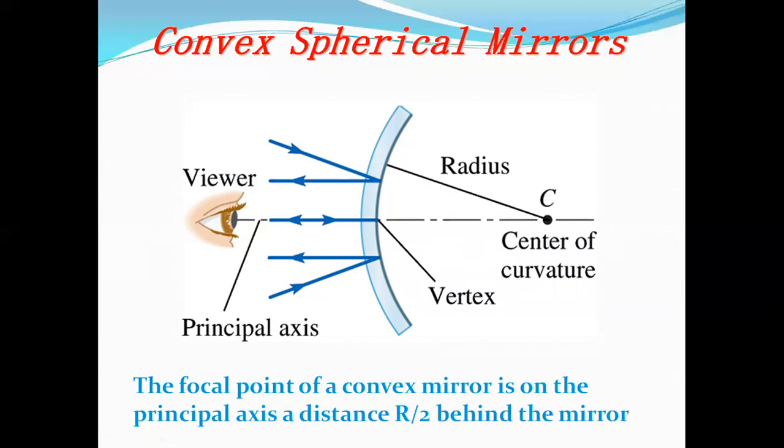And from these pictures, I show you this is the principal axis, and when we see any kind of object, these objects are viewed like this. And we also know that the focal point is equal to R by 2, that is, half of the radius of curvature of the spherical mirror.